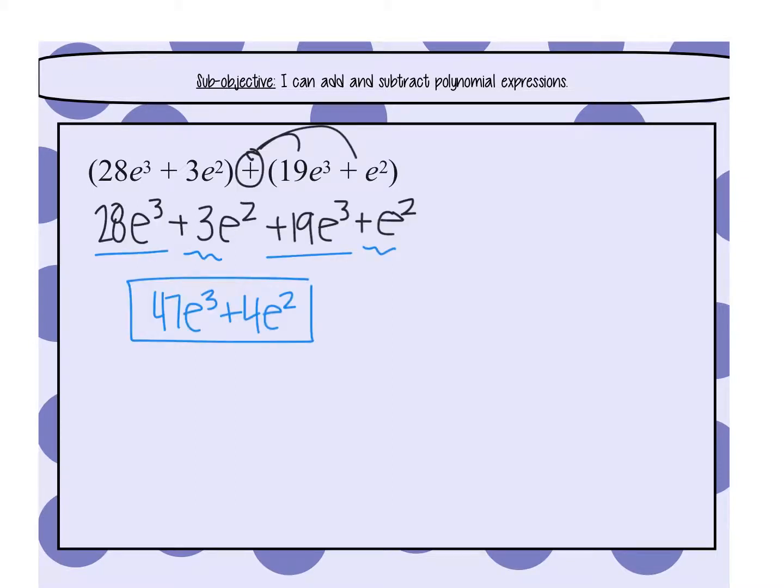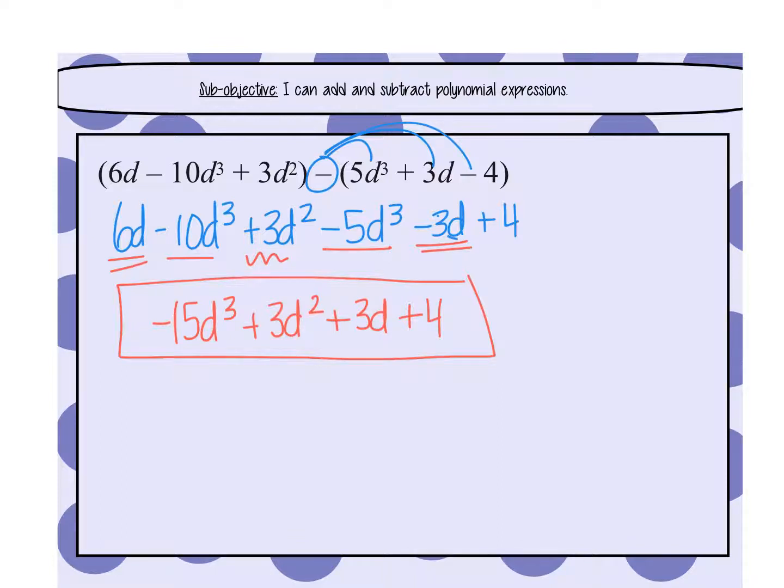All right, so for this example, you should have gotten 47e cubed plus 4e squared. If you didn't get that, look back at my work, and if you still don't understand it, make sure you have an interaction so we can talk about it when you come back. All right, so for this example, you should have gotten negative 15d cubed plus 3d squared plus 3d plus 4.